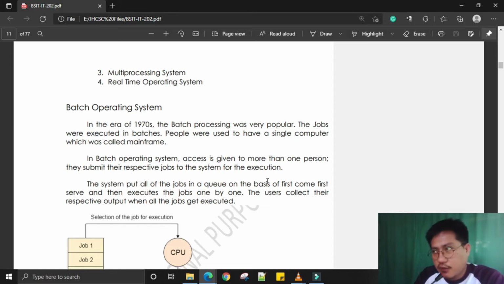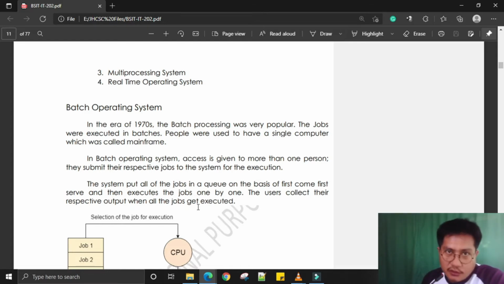So if you happen to have a subject about the history of computers, you will see a mainframe. That is a robust, big computer. They submit their respective jobs to the system for execution. The system puts all the jobs in a queue on the basis of first come first serve, and then executes the jobs one by one. The users collect their respective output when all the jobs get executed.